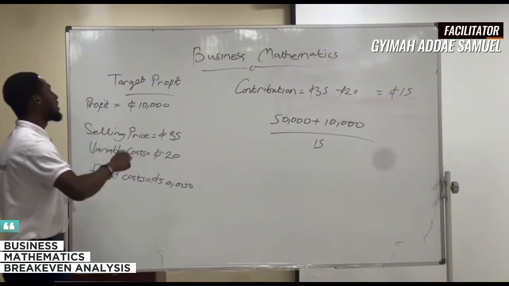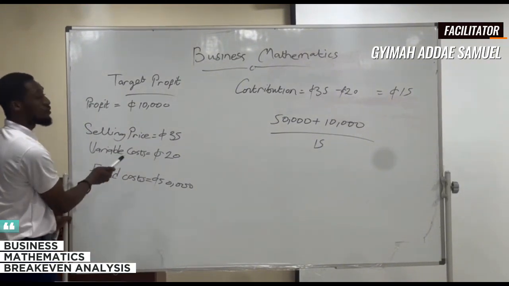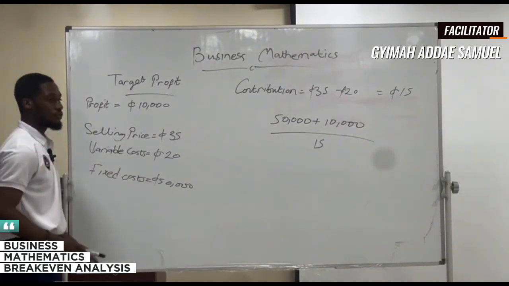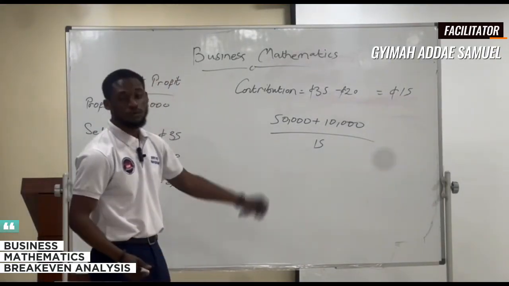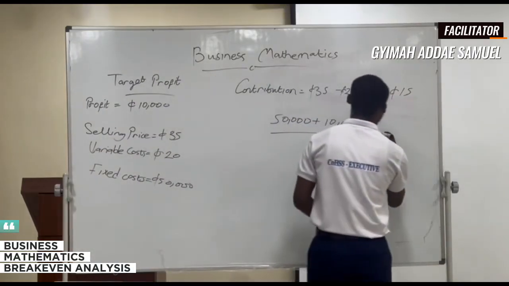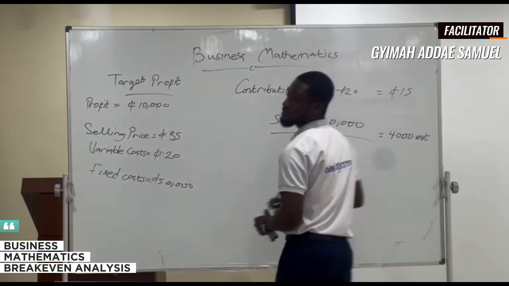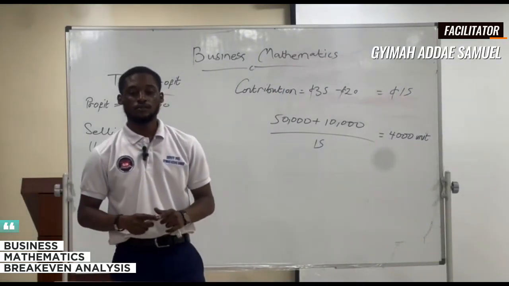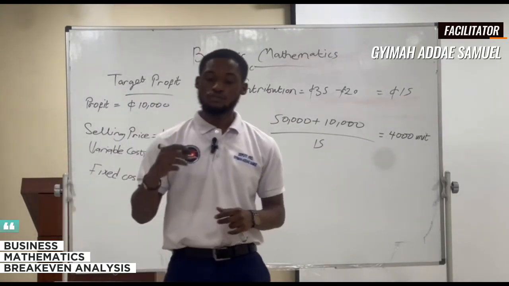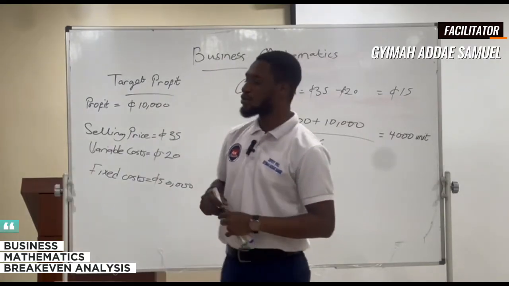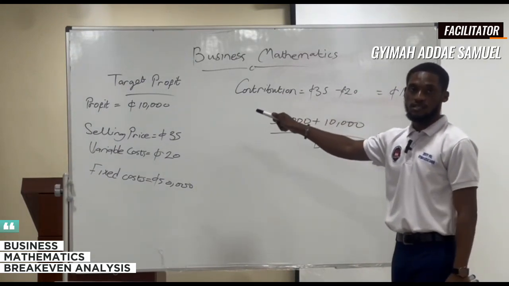Then you divide it by the contribution, which is the difference of the selling price and the variable cost. And we did that and we had 15 cedis. So when you do this calculation, you get 4,000 units. Therefore, the firm will need to sell 4,000 units to not only break even, but to also make a target profit of 10,000 cedis.